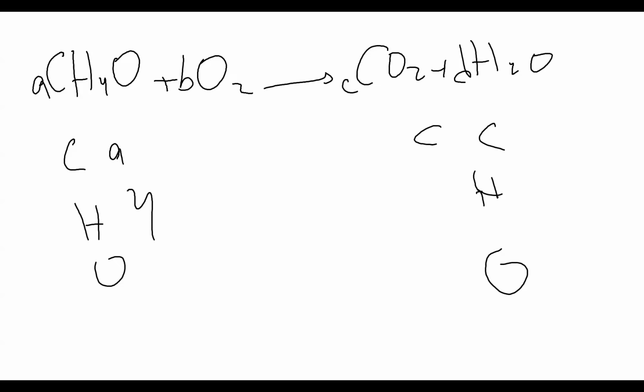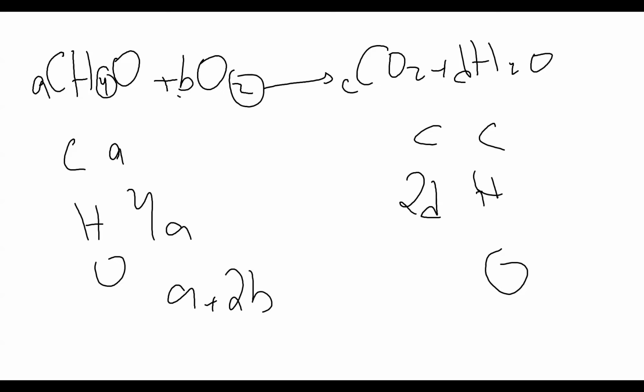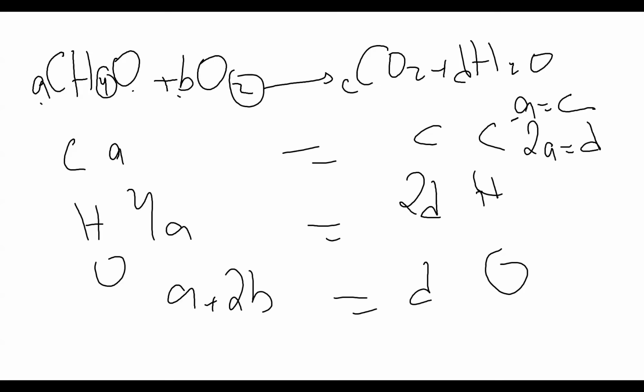For A, because here it has a 4. Hydrogen here has a 2D. Oxygen here has A plus 2B, and oxygen here has a D. You put an equal between them. A equals C to A. Here we have a system of math. 4A equals 2D, and A plus 2B equals D.